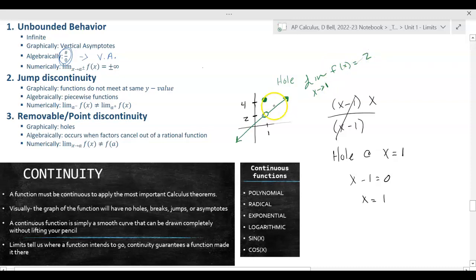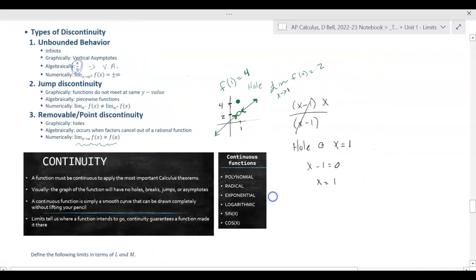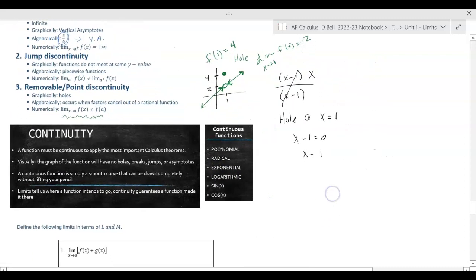Remember, we're approaching 1. We never actually get to x equals 1 to fall into that hole. But f of 1, the y value at 1, is defined at y equals 4. So if the double-sided limit does not equal the y value, that indicates that we have a hole at x equals a.